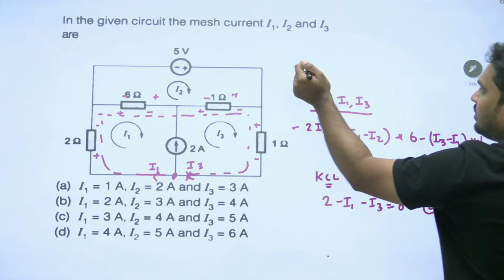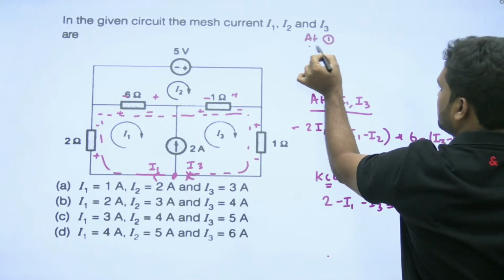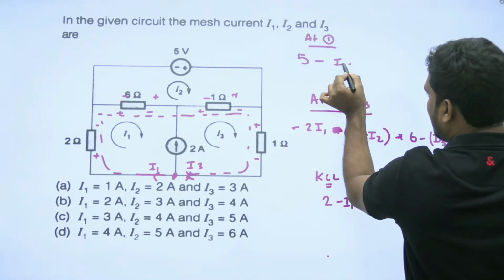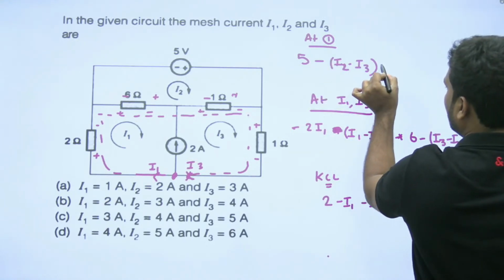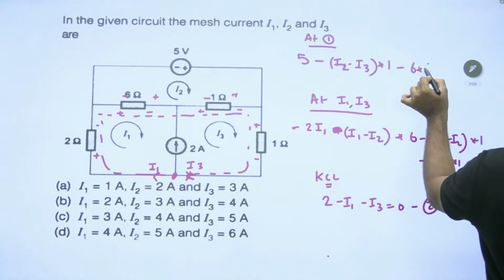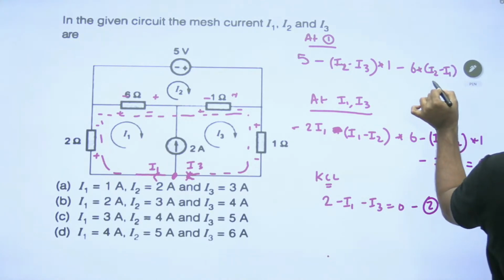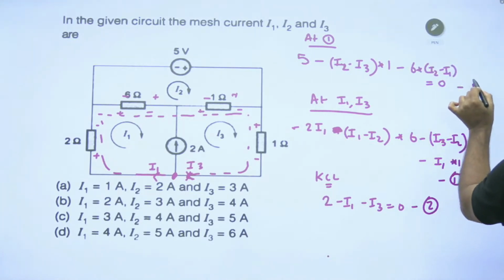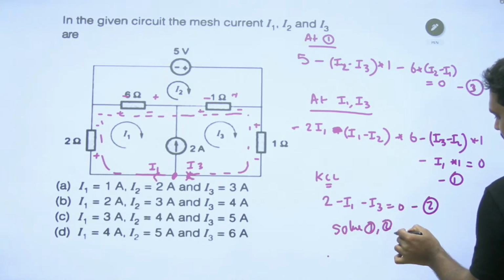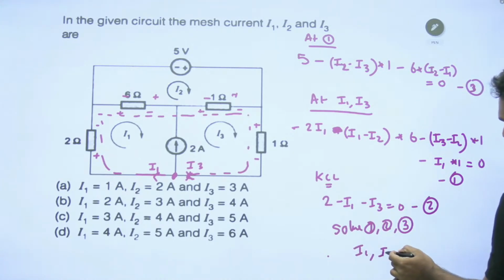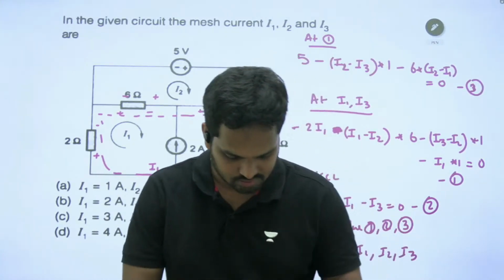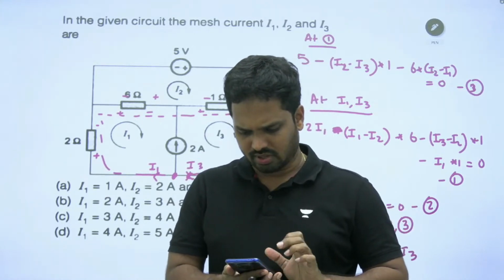Last equation here. In the first mesh, negative to positive 5, positive to negative minus I1 minus I2 minus I3 into 1, positive to negative minus 6 into I2 minus I1 equal to 0. Solve 1, 2, 3. Maybe now I am solving I1, I2, I3. This is how you need to do it with the super mesh analysis. Whatever may be the option you can take.